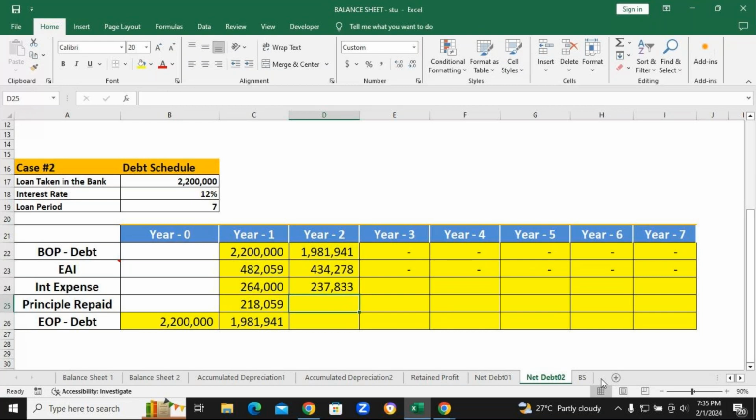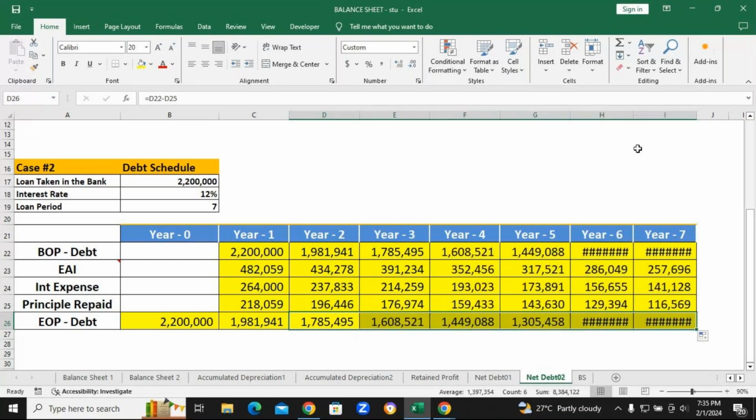Enter. I come here and drag it towards my right. Then principal repaid will be EAI minus interest expenses. Here also I'll click and drag it towards my right, and here it will be beginning of the period minus principal repaid. So I come here, and at the end of the period I should get 0. Let's see whether the calculation is done properly.